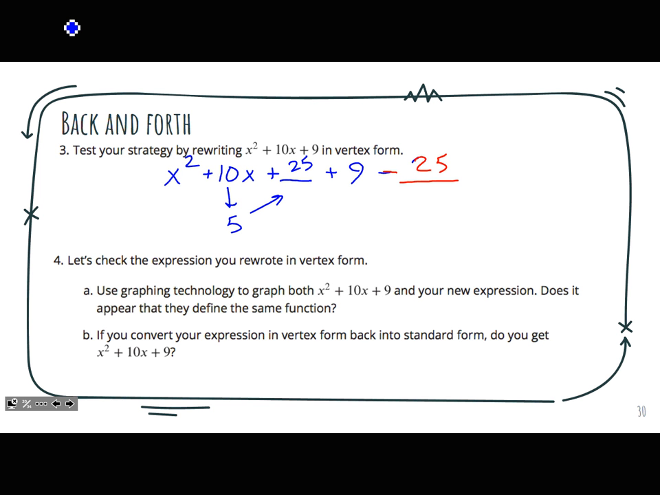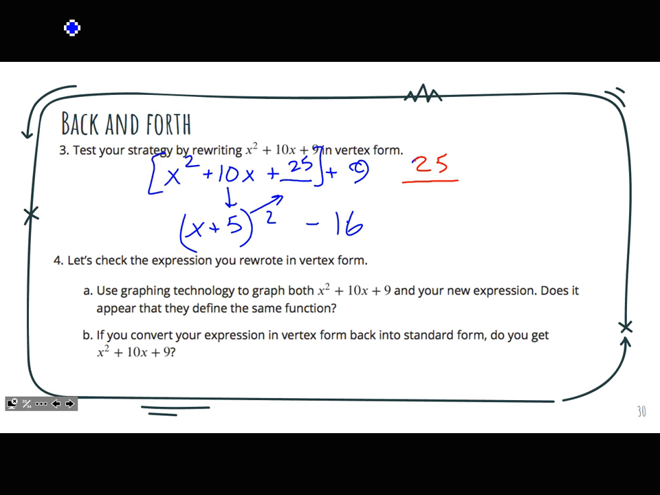So now, how does this get written? We know that this part, the first three terms, is now my perfect square. And so it becomes x plus 5 squared. Now over here, 9 minus 25, 16. That becomes 16. And so we have x plus 5 squared minus 16, and that is vertex form.